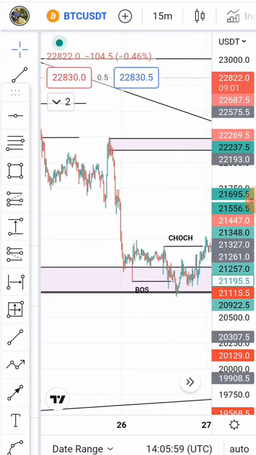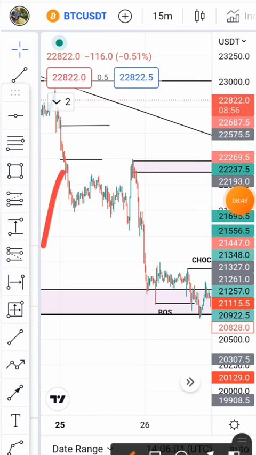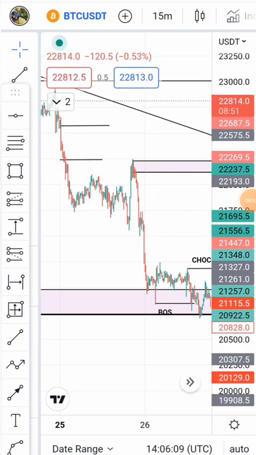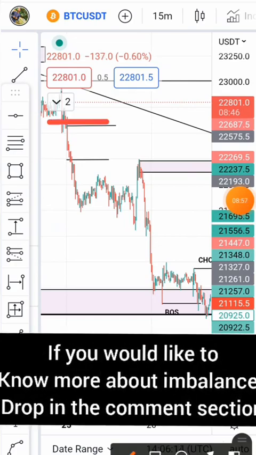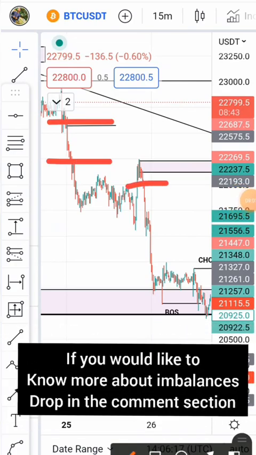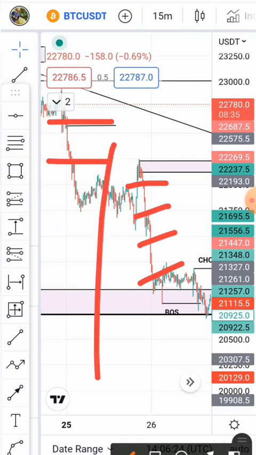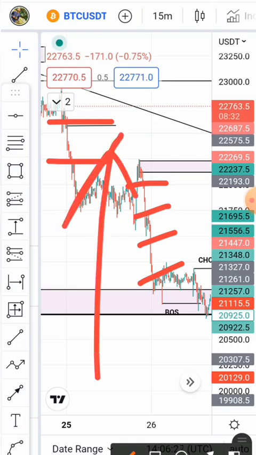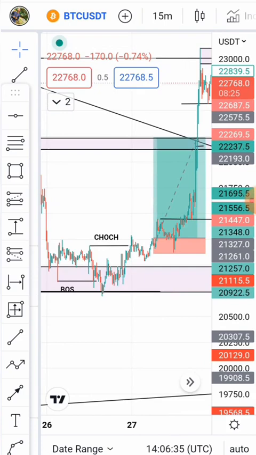You can see it there. I marked it up here. You can see my imbalance being marked here. These are my imbalances. These are also imbalances. You can see the imbalance I marked here. These are imbalances. So all these are zones of liquidity. The whole of these areas are zones of liquidity. Markets need to grab this liquidity. This is another confluence I used to take this trade, friends.